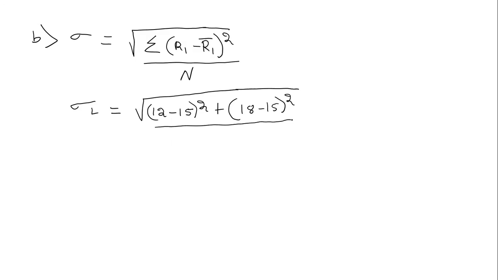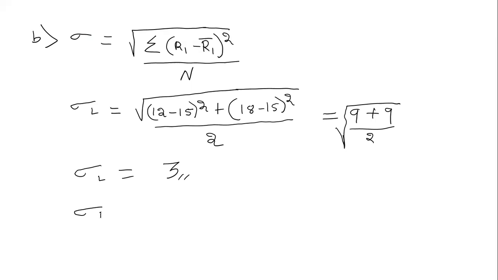So divided by the number of years, which here is 2. After calculating this, 12 minus 15 is minus 3, so minus 3 square, we get 9. Plus 18 minus 15 is again 3, so 3 square is again 9, divided by 2, and then the square root. So 9 plus 9 is 18, divided by 2, so it will be 9. Square root of 9 will be 3. So the standard deviation for L is 3.